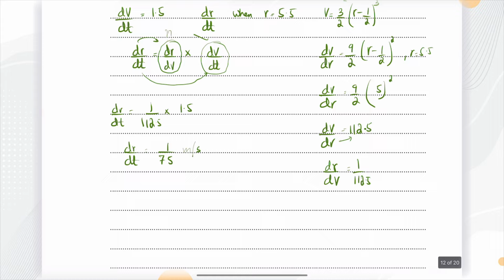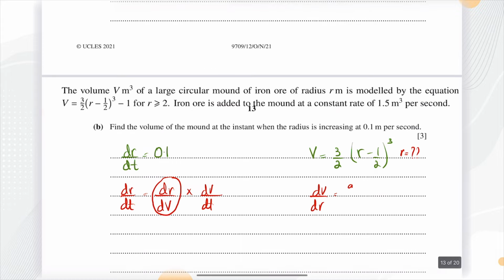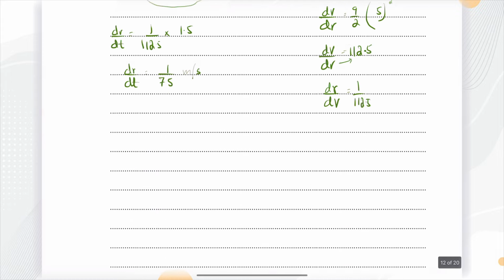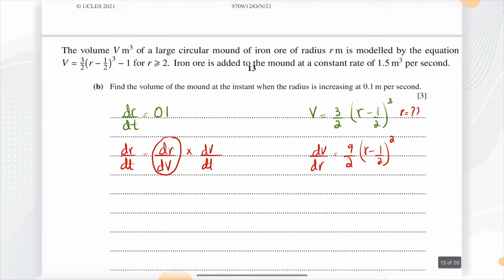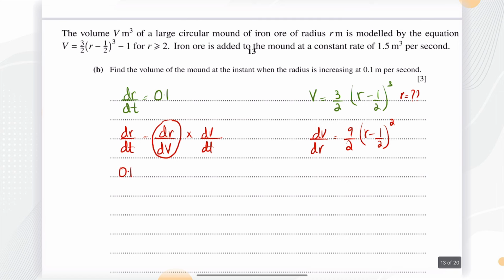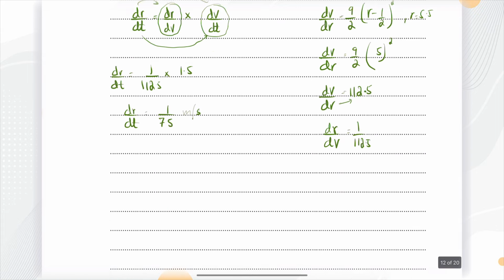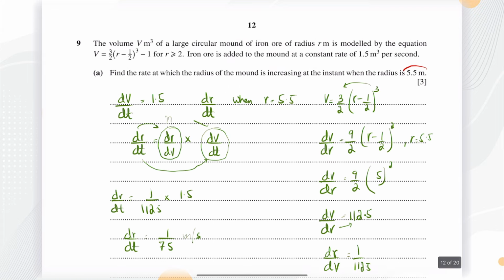That was equal to 9 upon 2, so 9 upon 2 into r minus 1 upon 2 squared. Okay, so dr upon dt is 0.1. This is equal to dr upon dv into dv upon dt. So what's dv upon dt? That's 1.5. dv upon dt is 1.5.